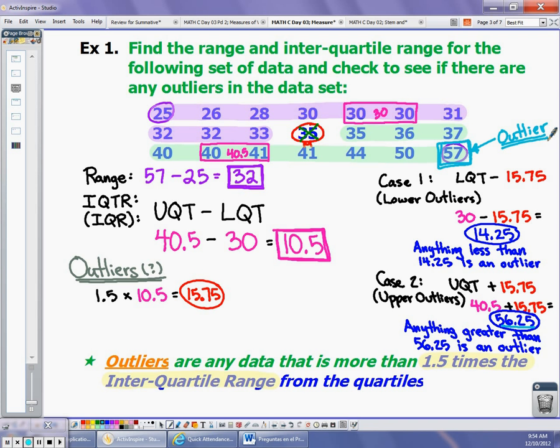So what we did here is we checked to see if there was an outlier, and we did in fact find one. And sometimes it's really hard to tell because that 57 does look kind of close to that 50, but we had to make sure. So in order to do that, we did 1.5 times our interquartile range. We figured out that was 15.75. And we had two cases, the lower quartile minus that 15.75 and our upper quartile plus our 15.75, and that'll help us find our outliers.